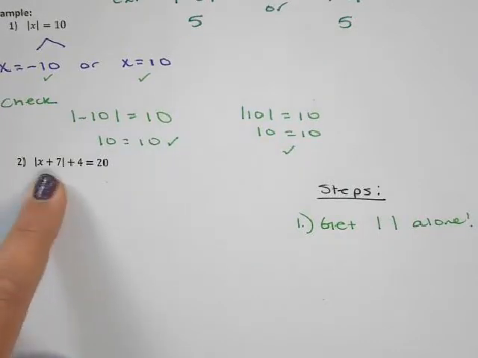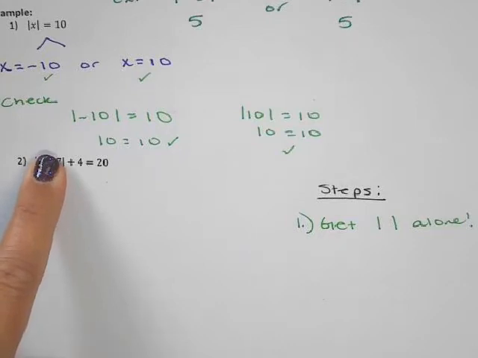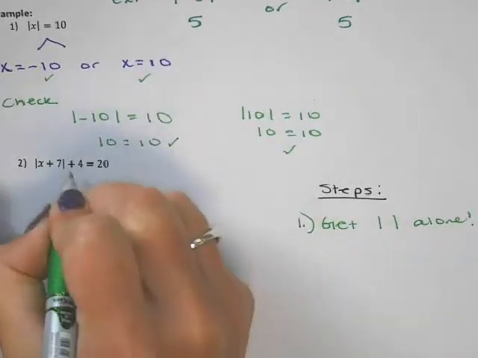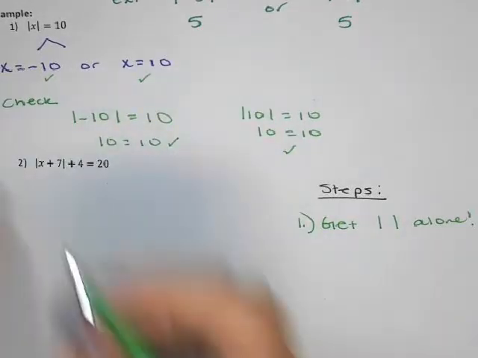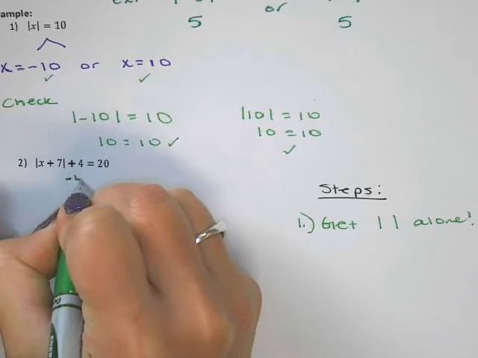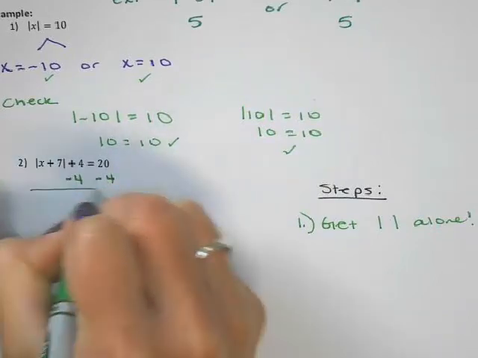I'm not going to be worried about what's on the inside. I just want to get the brackets themselves by themselves. So what's happening outside the brackets, that's what I'm going to have to get rid of. So what's happening on the outside of those brackets? Go ahead. You subtract 4. Yep, we're going to have to subtract 4 because it's adding 4. So we have to undo that part of it, what's outside the brackets. So subtract 4 on both sides.